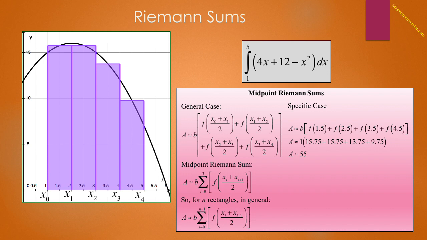So the midpoint Riemann sum formula will be A equals b times sigma i equals 0 to 3 of f of x sub i plus x sub i plus 1 divided by 2. And if we were doing n rectangles in general, then A would be b sigma i equals 0 to n minus 1 of f of x sub i plus x sub i plus 1 divided by 2.